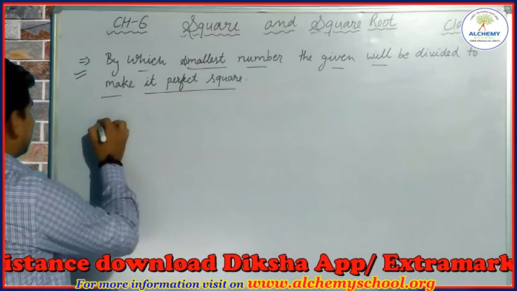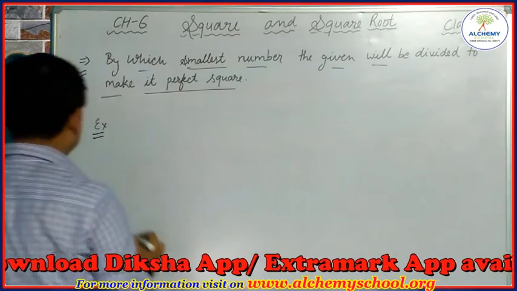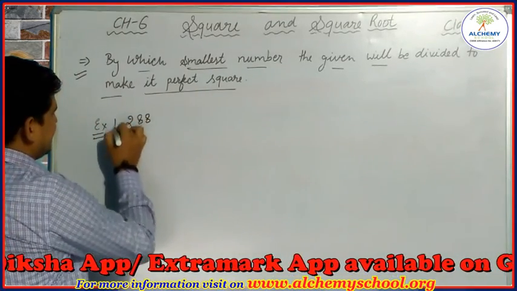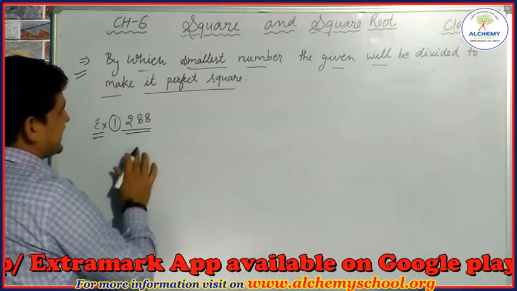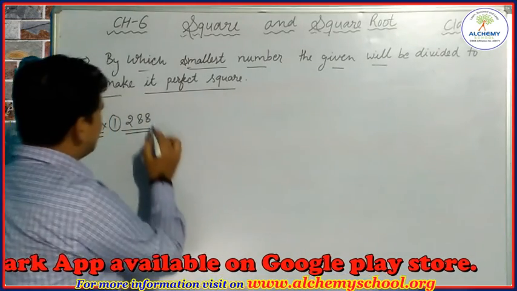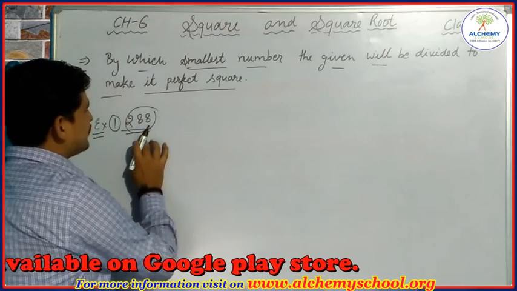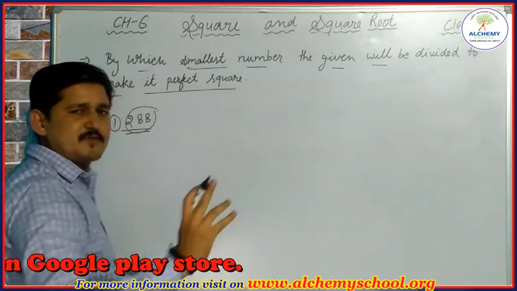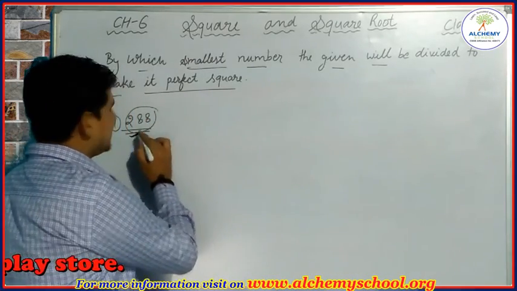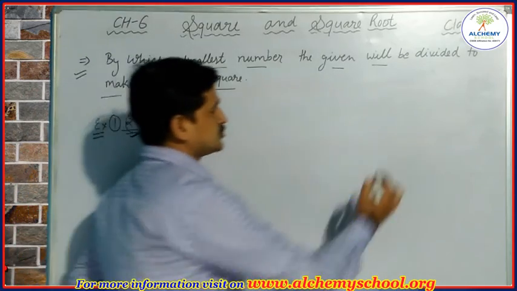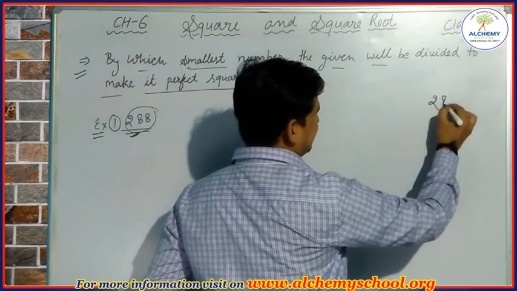The first example that I have taken here is 288. By which number will we multiply 288 to make it a perfect square? First of all, we have to find whether the given number is a perfect square or not. To find it, we have to factorize the given number.